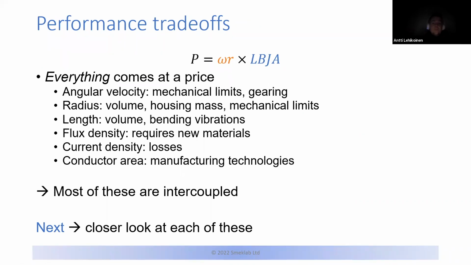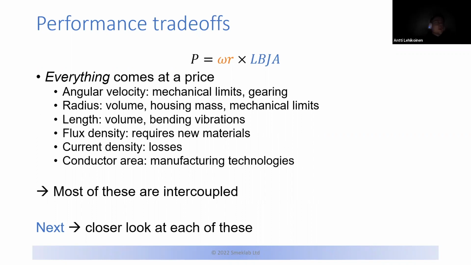So high power and trade-offs. You can increase any of these factors, but whenever you gain something, you will either hit an obstacle or lose something. For instance, if you increase the RPM, there are some mechanical limits and gearing that you have to consider. For the rotor radius, you increase the size or the diameter of the machine, the mass of the housing. Again, you will hit some mechanical issues.